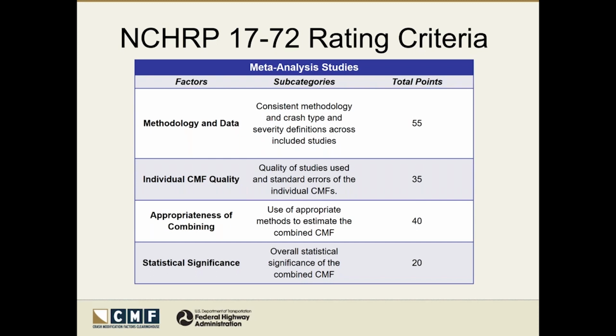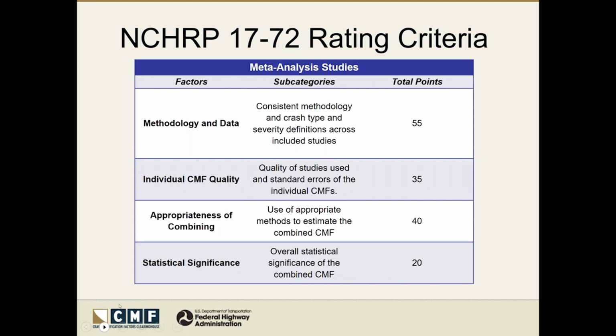The CMF quality, for the meta-analysis, for the studies that were used, the quality of those studies, the standard errors of the individual CMFs that were used in the meta-analysis, the combination of those studies can yield as high as 35 points. And then for combining these studies together, the appropriate methods that were used to estimate the combined CMF accounts for 40 total points within this criteria. Okay, go ahead to the next slide.